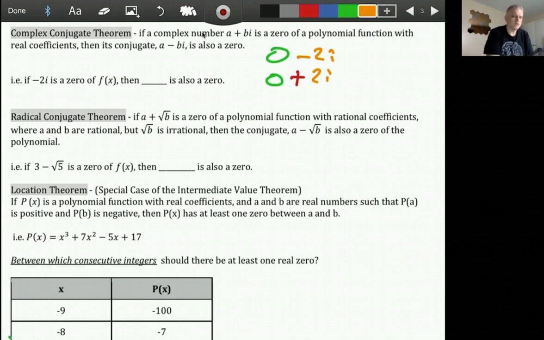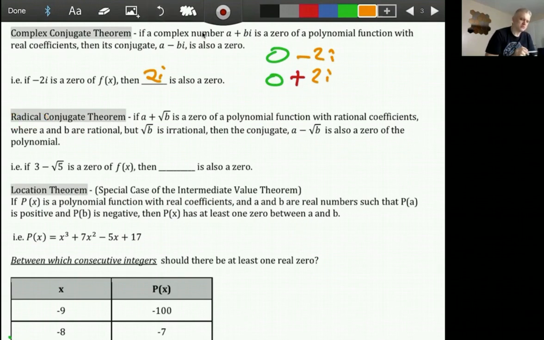Okay, so if I have negative 2i as a 0, complex numbers with imaginary parts come in pairs. If one of them is a 0, the conjugate's a 0. So if 0 minus 2i is a 0, then 0 plus 2i, which is just positive 2i, is also a 0. Okay? If there's an i in there, they come in pairs. Remember that.